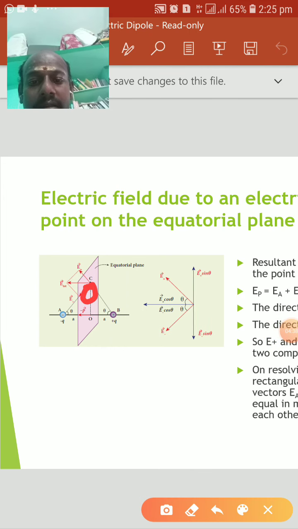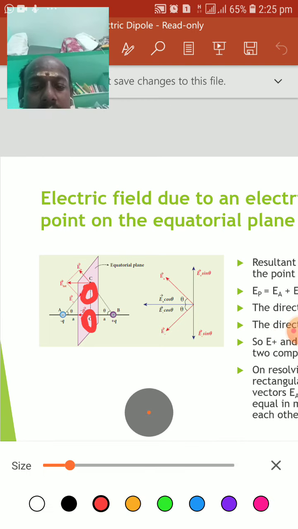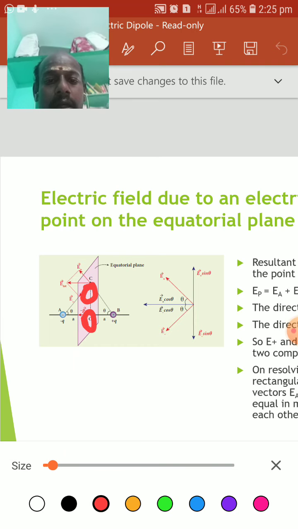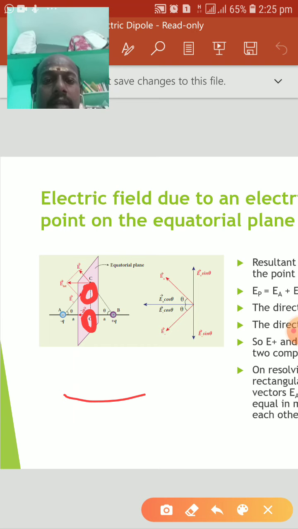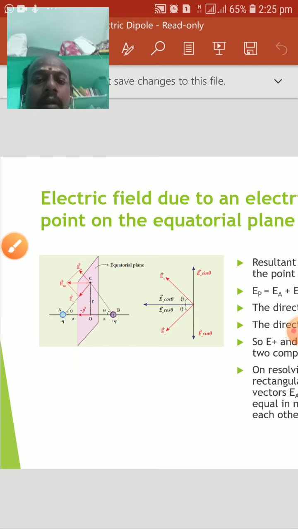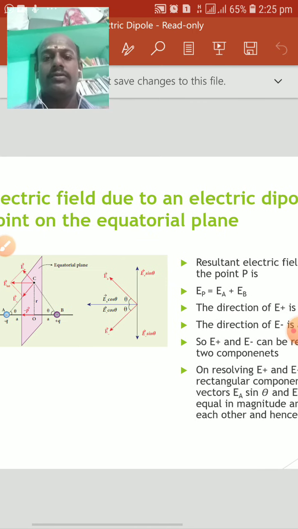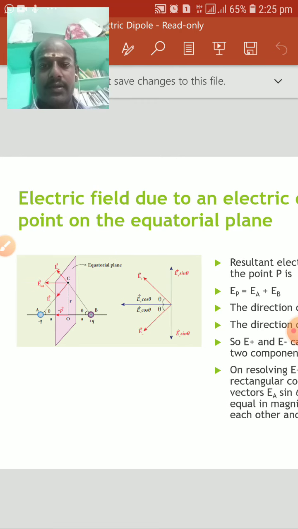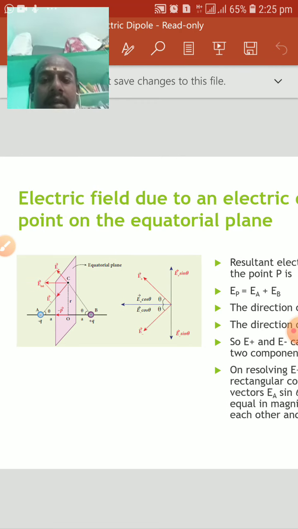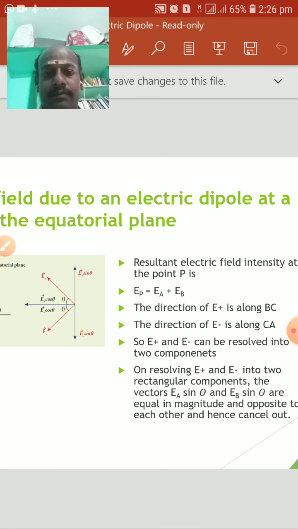So this is a point C and this is a point O. So from here you have to measure the thing, right? Now the next one we are going to see is, even here it has charges plus q and minus q. So both will be representing the electric field at the point C. So the summation E_P will be equal to E_A plus E_B.